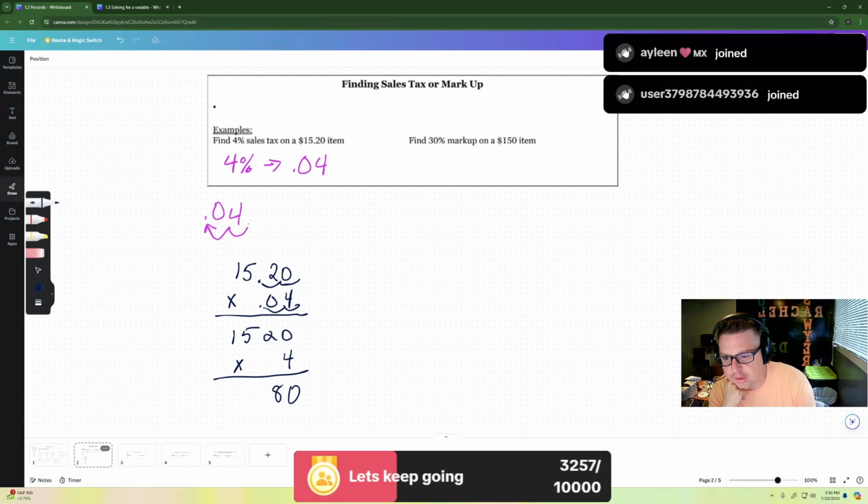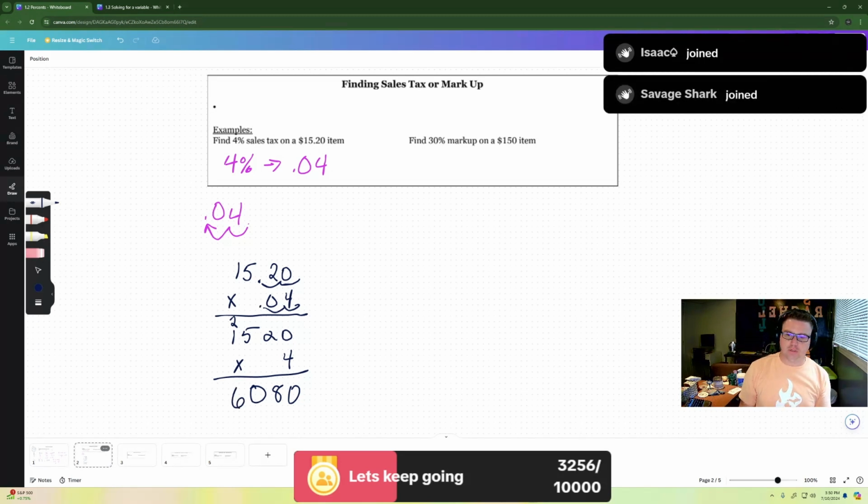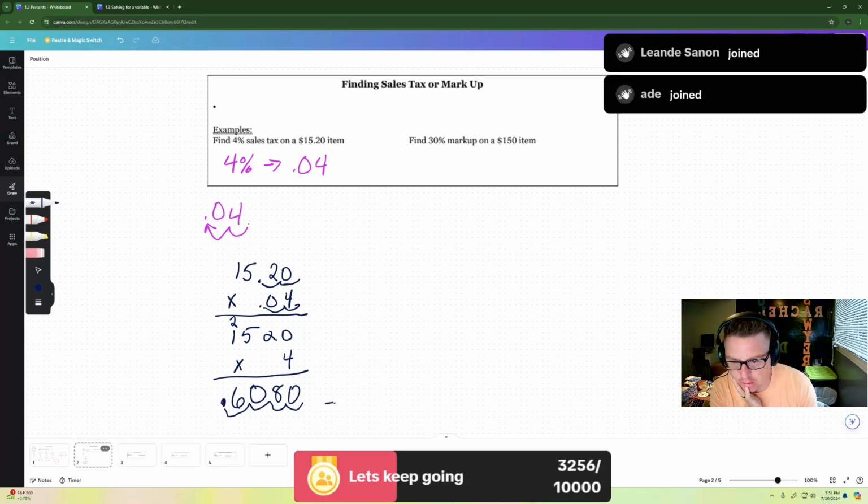and we would do 0, 8, 0, carry the 2, because 4 times 0 is 0, 4 times 2 is 8. 4 times 5 is 20, so we would carry the 2 and put the 0 down here. Then 4 times 1 is 4, 5, 6, and we would do that and get 6080. So my guess is, how many times did we move it? 1, 2, 3, 4. We would move this back 1, 2, 3, 4 spots. And the tax for this item would be roughly 61 cents.